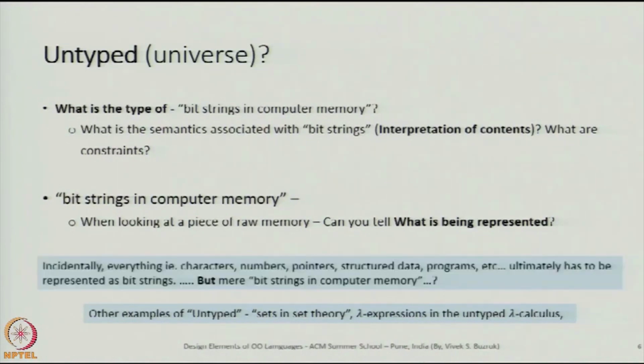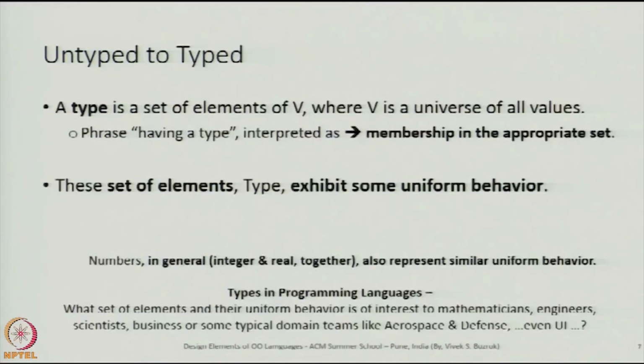and we cannot tell what is being represented. We know that when this bit string is properly grouped, it becomes an integer, character, or whatever it is, and that is what we are going to talk about when we say typed. There are many examples of untyped. Let us go to the next part here.